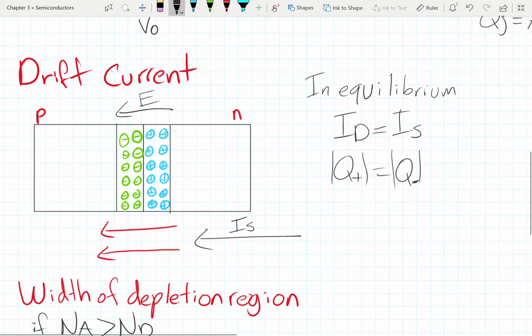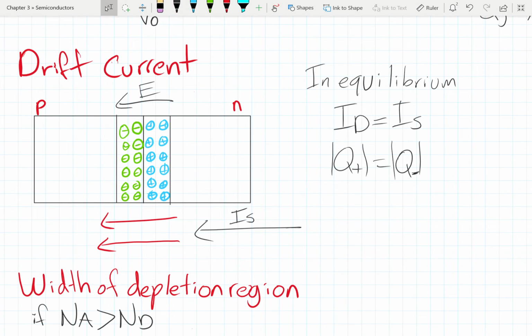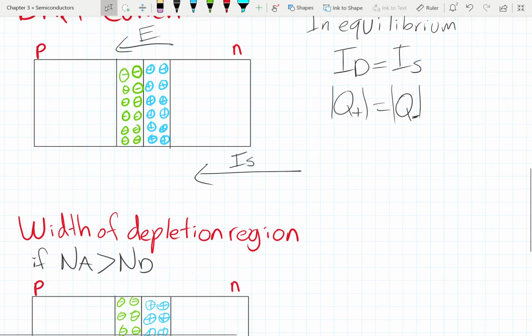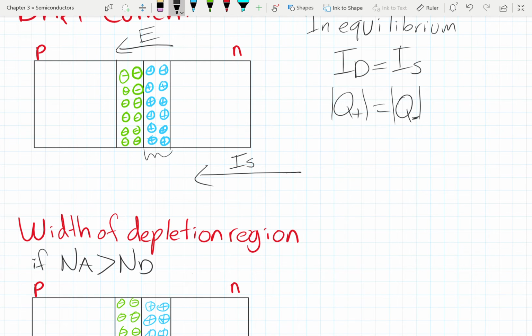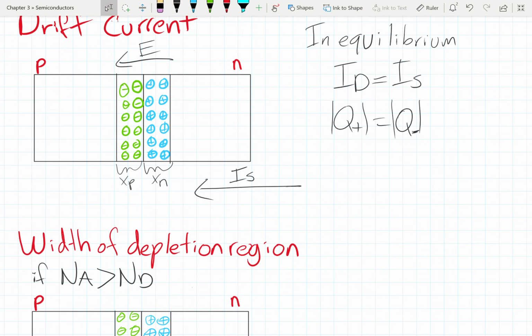Another thing we have to notice here is the width of each side of the depletion region. I tried to draw them as equal as possible, because in this case, which is not a realistic case but was good for explanation, the concentration of donors is equal to the concentration of acceptors.